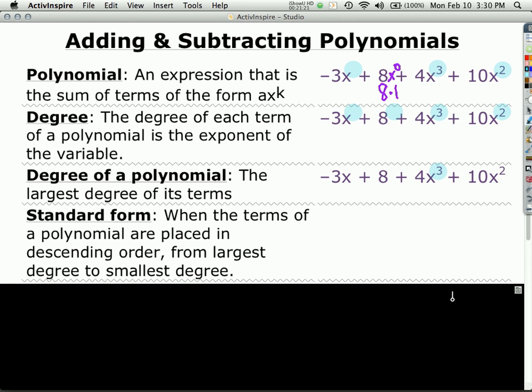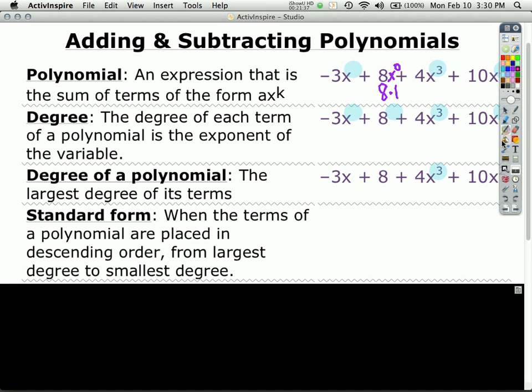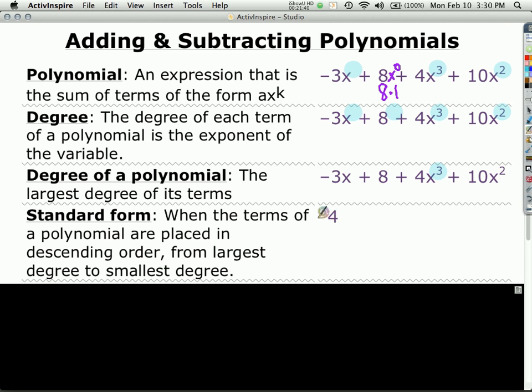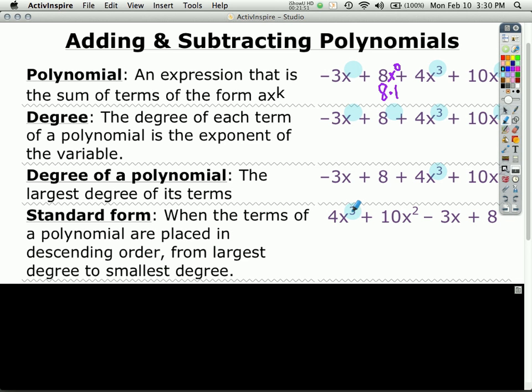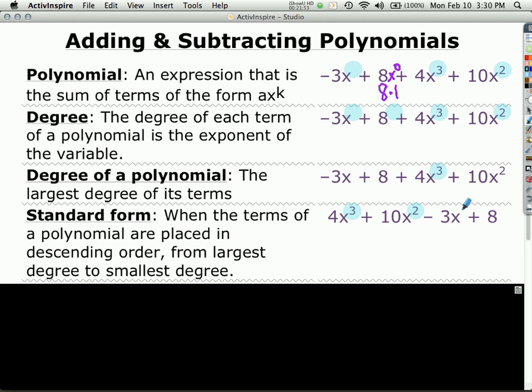Now, I know there's something called standard form when we talk about linear equations. Standard form of a linear equation is that form that you've got memorized and it's back there on the back wall. Standard form of a polynomial means that the terms are in order from largest degree to smallest. So now I have taken the exact same expression, but now I have put it in standard form, and the exponents are descending. 3, 2, 1, 0. That is standard form.